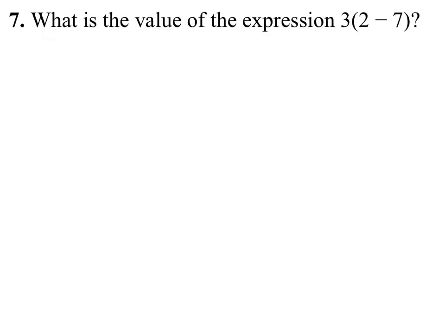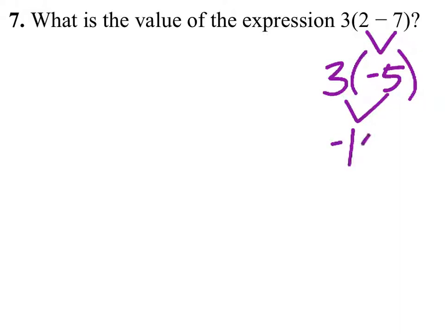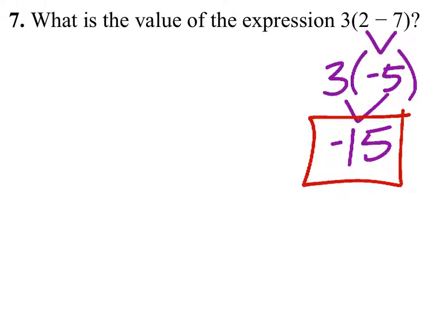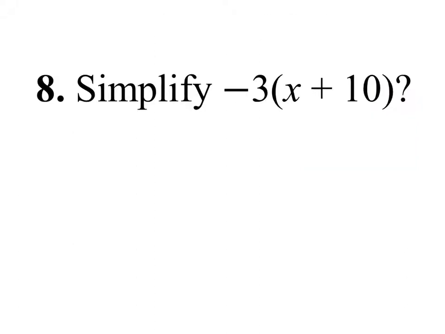Number 7, what is the value of this expression? You could distribute the 3, but again, you could do the order of operations. It really doesn't matter. You should get the same answer either way. 2 minus 7 is a good old negative 5. So I got 3 times negative 5, which comes out to be negative 15. 3 groups of negative 5. Got it. All right, good luck.